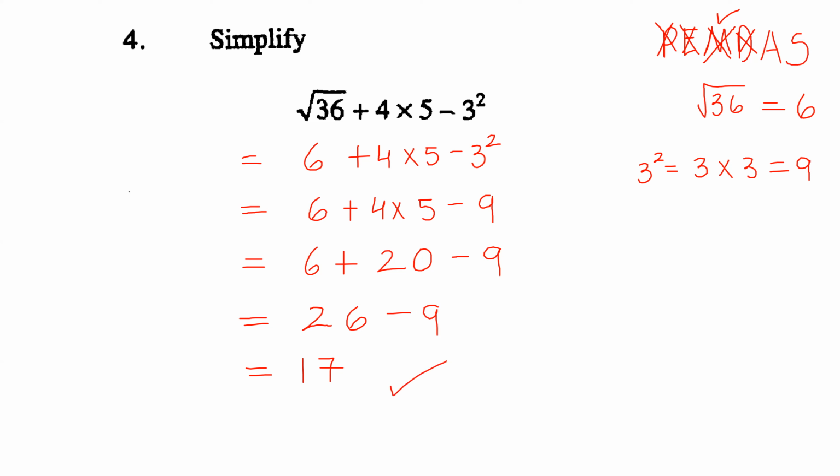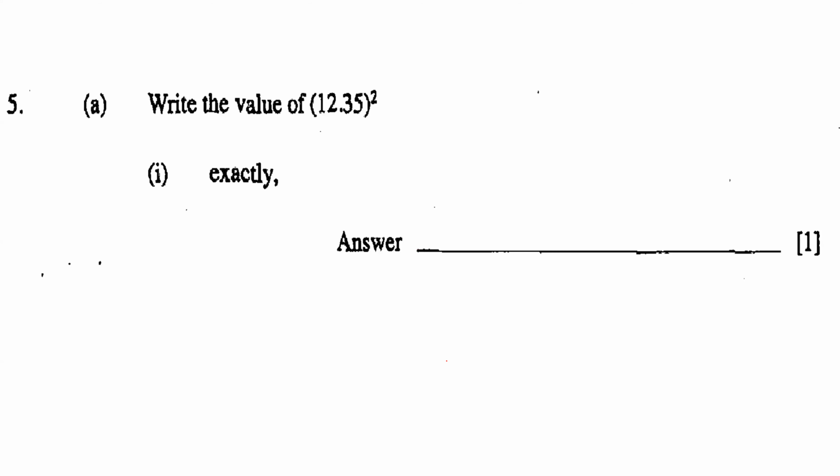Okay, all right, moving right along. Let's go on to number 5. This one says write the value of 12.35 squared. They want you to write it exactly. So we have 12.35.